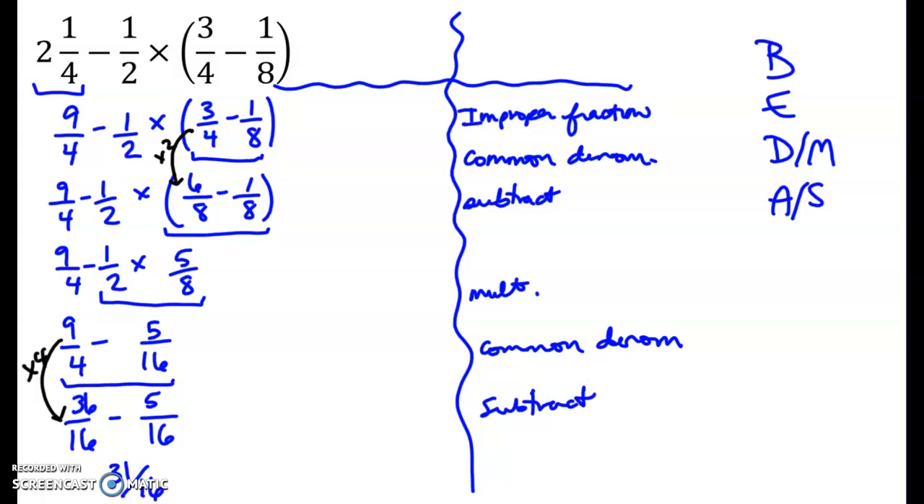And then now that cannot be reduced, but it can be turned to a mixed fraction. 16 times 2 is 32. So we know it can only go once with 31 left over, 16ths left over. And what did we do there? Oh, not reduce, we changed it to mixed fractions.